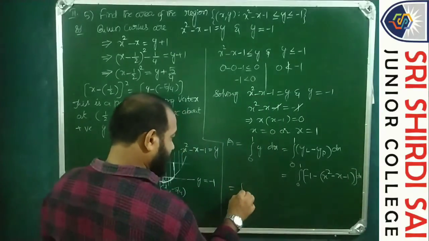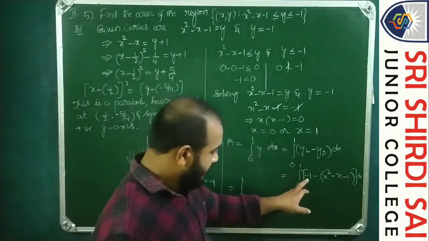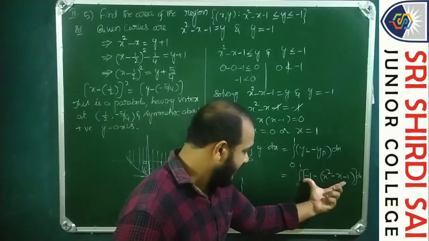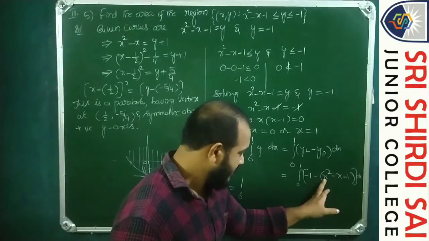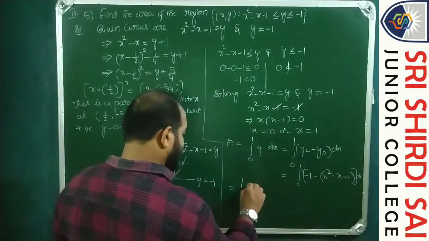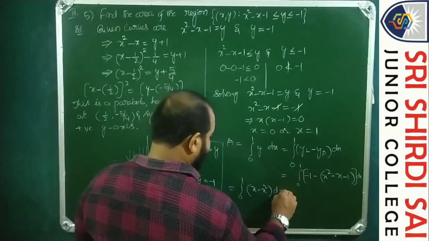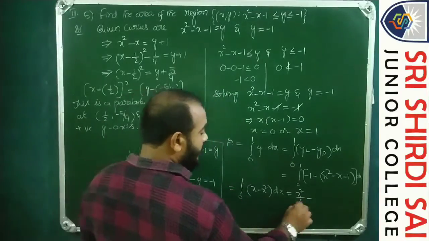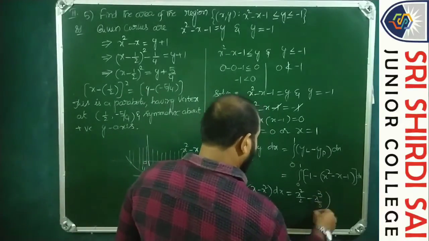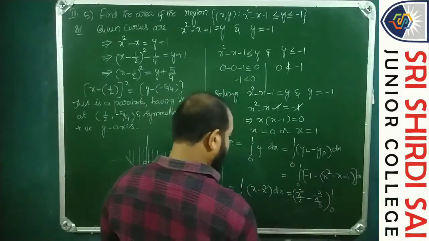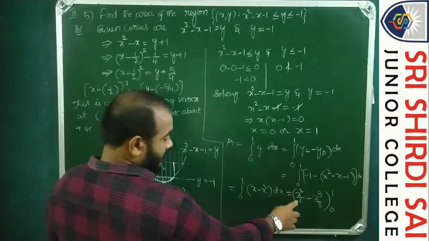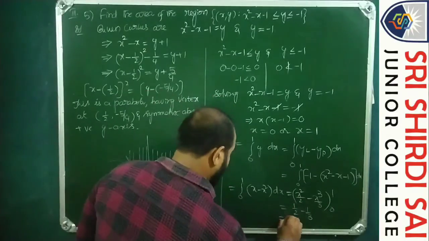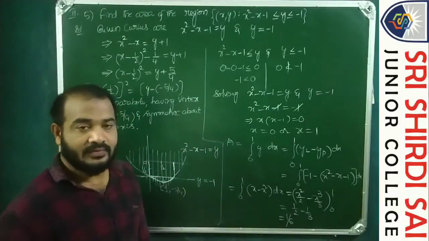This is the integral from 0 to 1. Minus 1, minus into minus plus 1, both get cancelled. So this is minus x square plus x, that is x minus x square dx. The integral of x dx is x square by 2 minus the integral of x square dx, which is x cube by 3, from 0 to 1. This equals 1 by 2 minus 1 by 3, that is 1 by 6 square units.